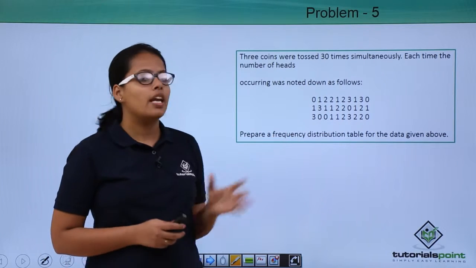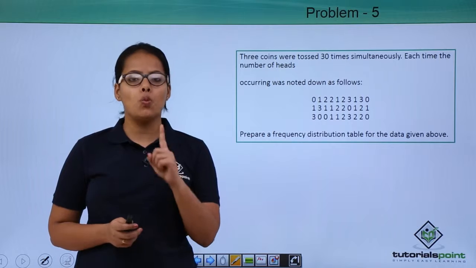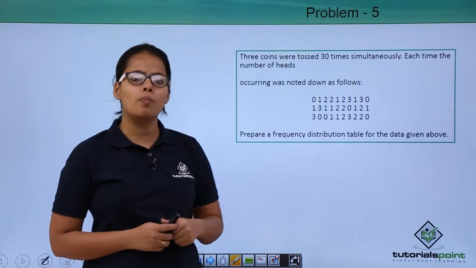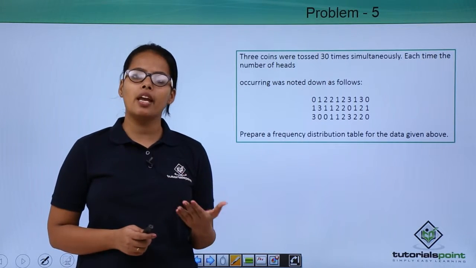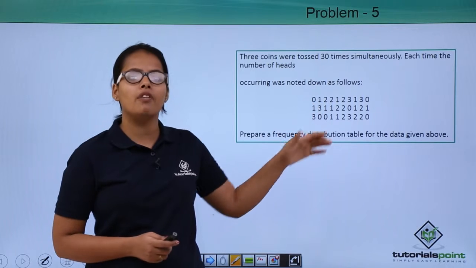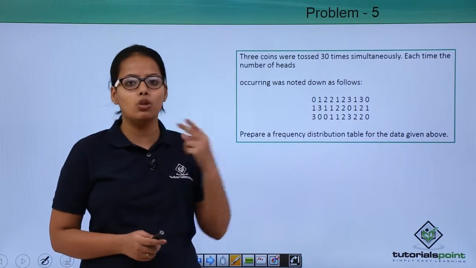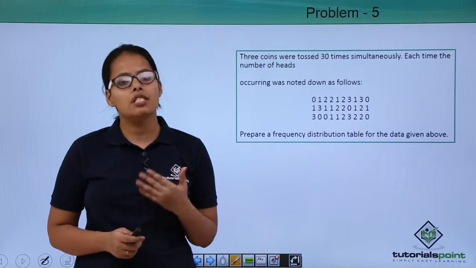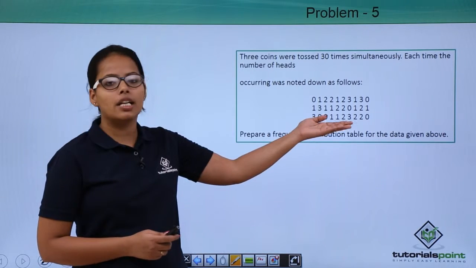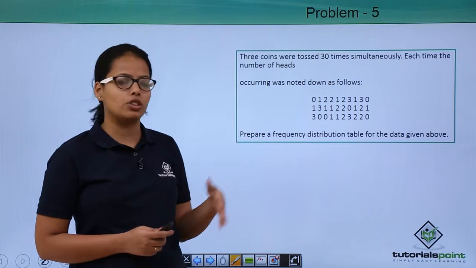You can see here, when you toss 3 coins one time, you get 0 heads. When you toss again, you get 1 head. When you toss them again, you get 2 heads. So you toss those 3 coins 30 times simultaneously, and these are the 30 entries you get on tossing them.